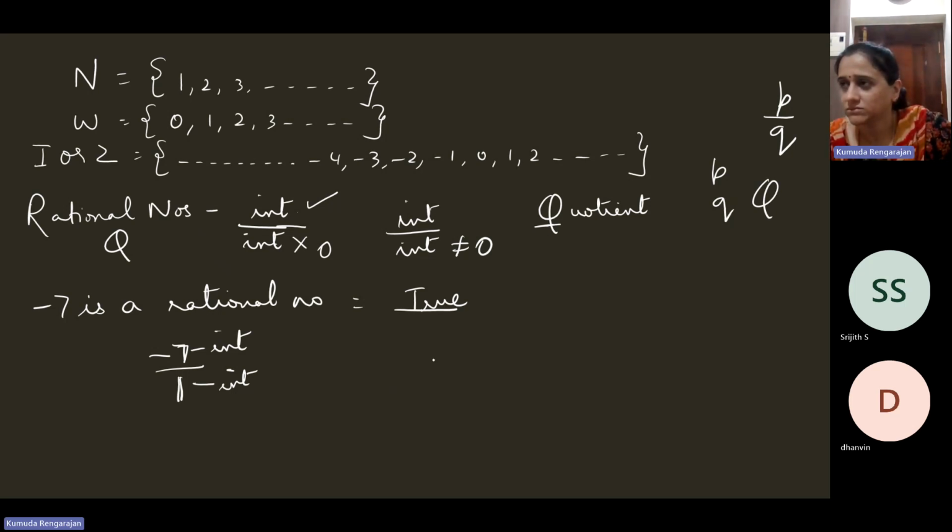Ma'am, -7 is not in the format integer by integer, because it says -7 and there's no 1 below. If you are given like -7 by 1, then it is true. But you are just given -7.